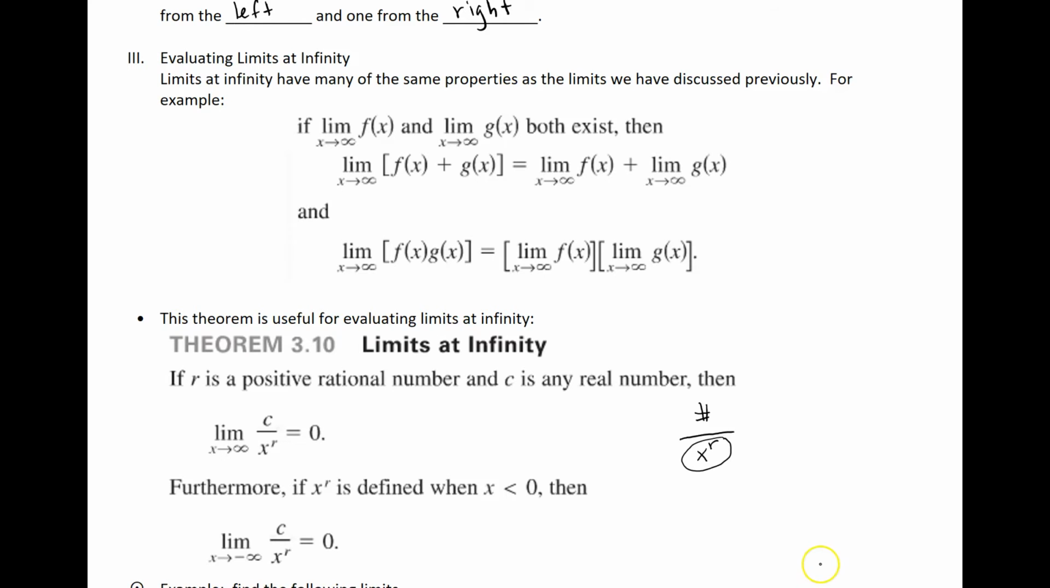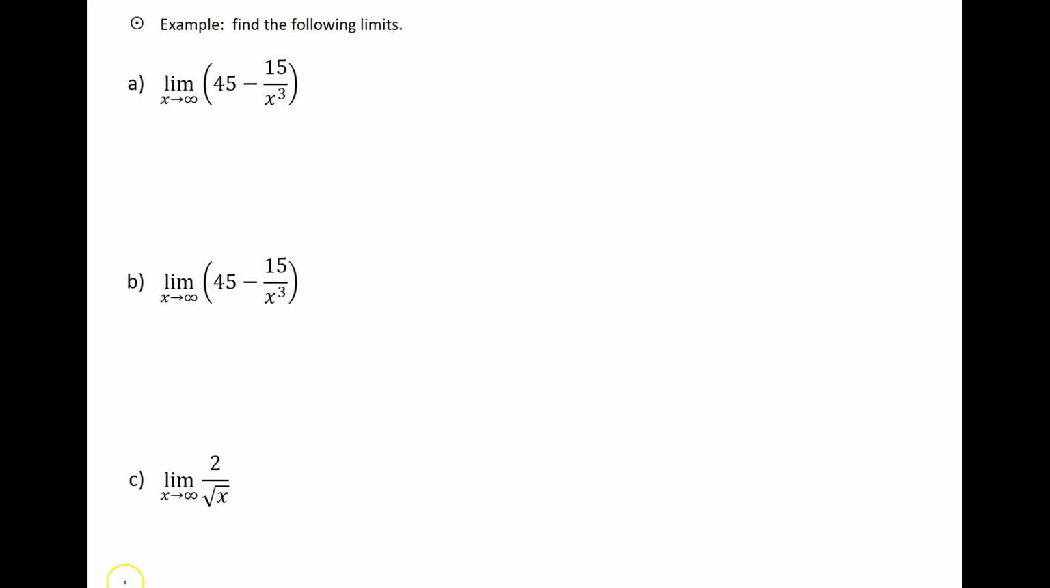So let's look at some examples that you can evaluate using this property. Each of these limits uses the properties that we've been talking about. In this first example, I've got a 45 and a 15 over x cubed, and they're being subtracted in the middle. So the limit as x approaches any c is going to be that. The next three examples are going to use the rules that we've been talking about in order to evaluate some limits at infinity, or possibly negative infinity.